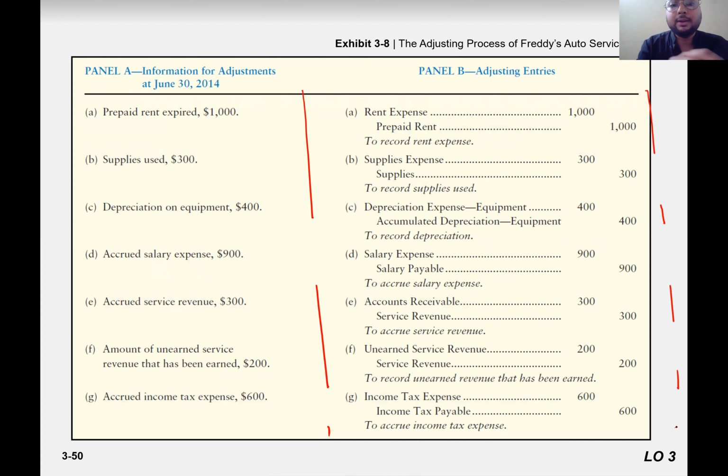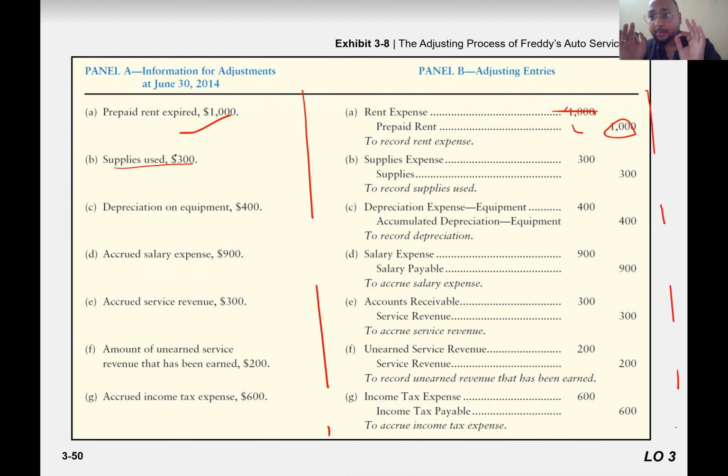So all the entries here, like prepaid rent expires 1000, entry would be rent expense debit, prepaid rent credit. Entry would be expense to asset, which is rent expense to prepaid rent. Supplies used 300. It means there were supplies like wrench, tape, stationery, pen. So how many pens, stationery, and wrench and tools are used? Worth of $300. And entry would be supplies expense to supplies.